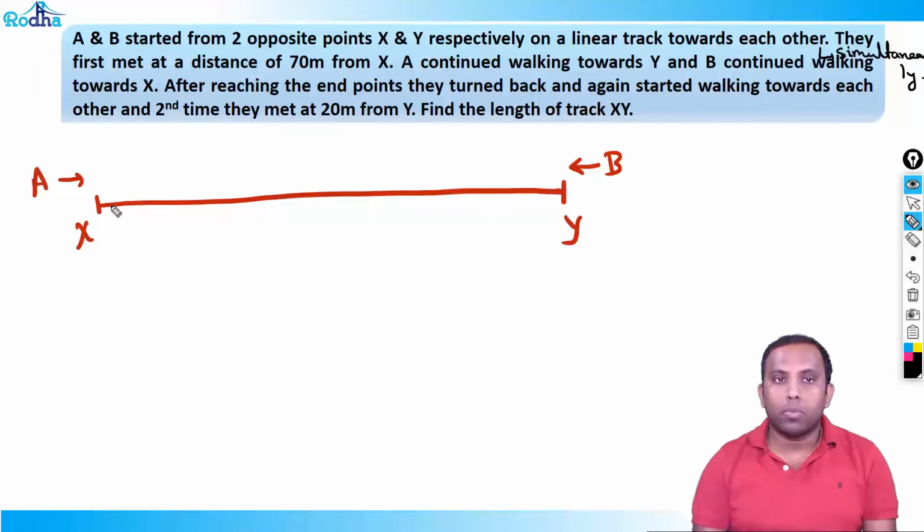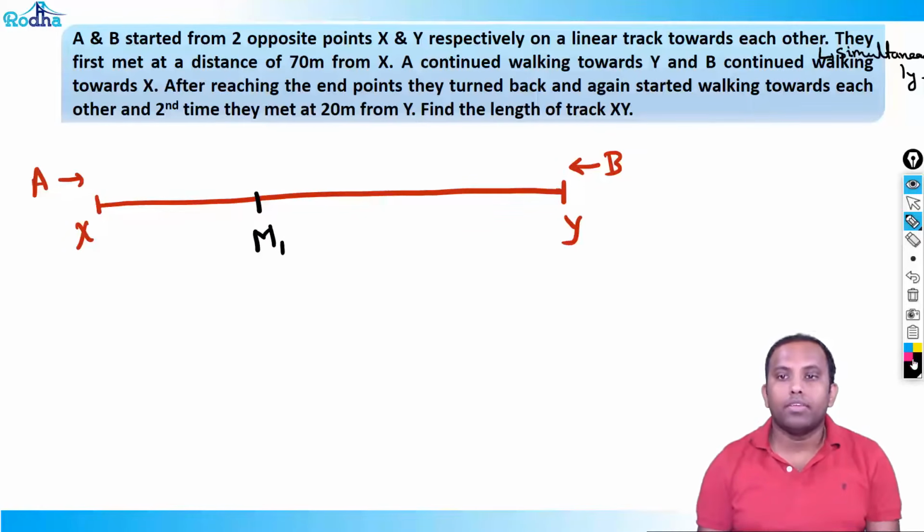So both these people, A and B, started together, and they first met at a distance of 70 meters from x. Let's say this is the first meeting point M1, and this distance is 70 meters. Let's trace the path also. This is B, this is A.